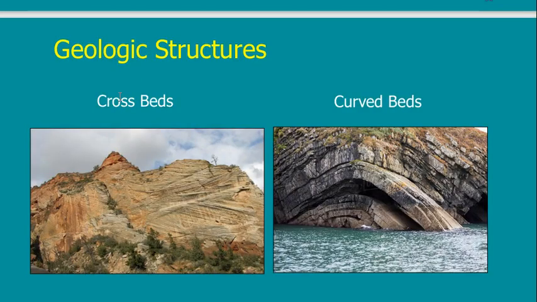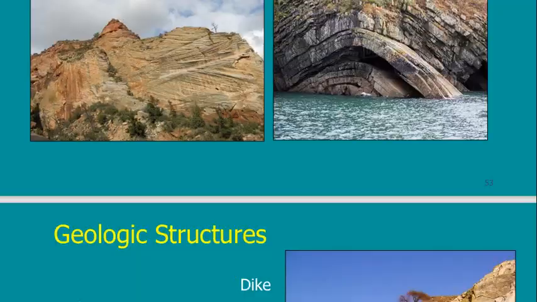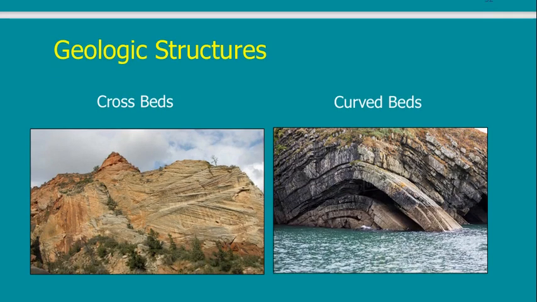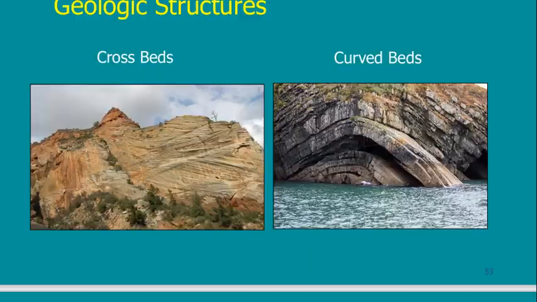Another type of geologic structure, cross beds. Cross beds is that I have layers going in this direction, inclined direction, but inside I have other layers going in the opposite direction, inclined also. So this is called cross beds because they are beds crossing each other. I have something called curved beds. You remember, you have studied anticline and syncline. These are curved beds. So this is a type of bed that is curved upward. It may be curved downward as well.